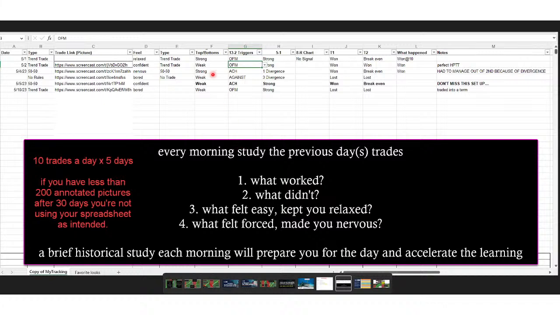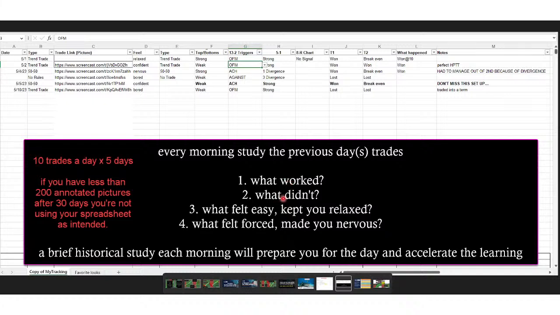Go back and use that spreadsheet. Make it a trade journal. Study it every morning. Whatever you did on Wednesday, you should be looking at this morning and saying, man, that worked and that didn't work. And this felt easy and this felt forced. And if you repeat that process every morning, and again, so many people don't do this. So many people don't go back and just say, hey, wait a minute, what worked, right?